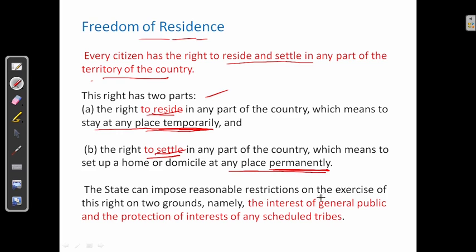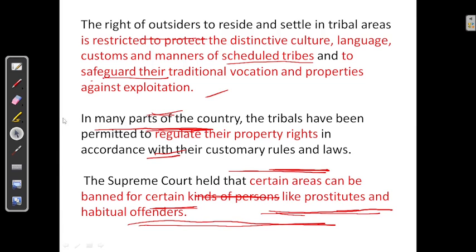The state can impose reasonable restrictions on two grounds. What are they? In the interest of the general public and protection of the interest of any scheduled tribes.